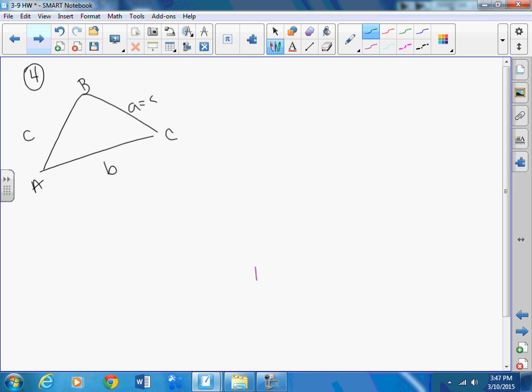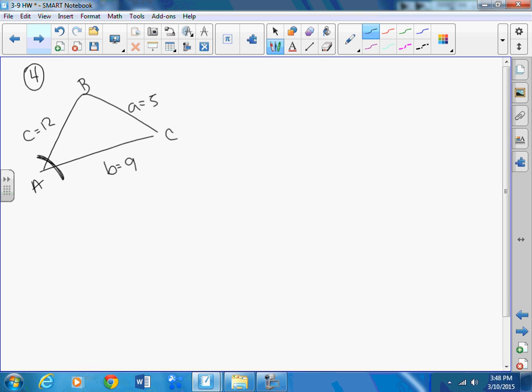A is equal to 5, B is equal to 9, C is equal to 12. I want to find the cosine of angle A. Alright, well if I want to find the cosine of A, that means I should probably use the version of the law of cosines that has cosine A in it.